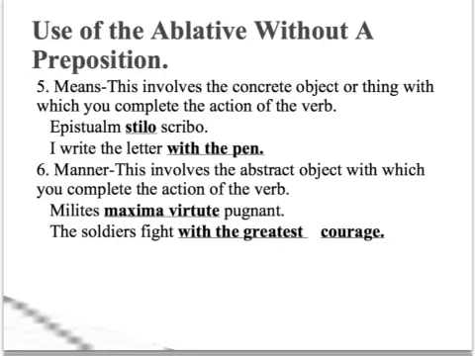But here are specific examples. Ablative of means. This involves a concrete object or thing with which you complete an action. So I write with a stylus. I write with a pen. I killed the man with a sword. And so you can also translate this as by means of. So I write by means of a pen.